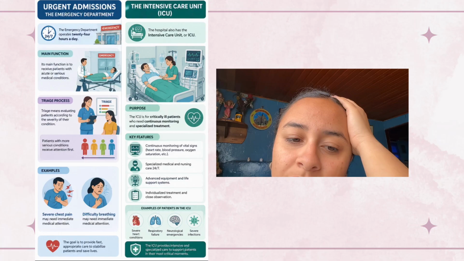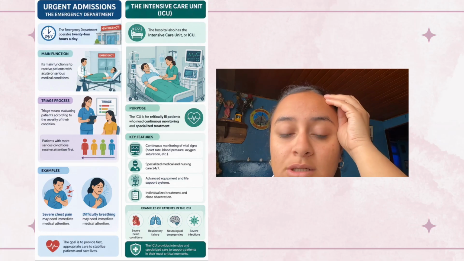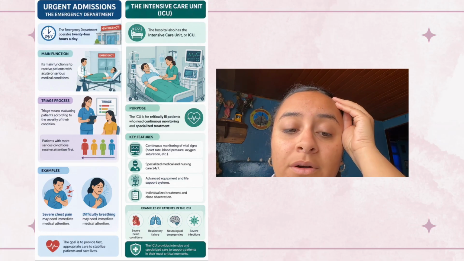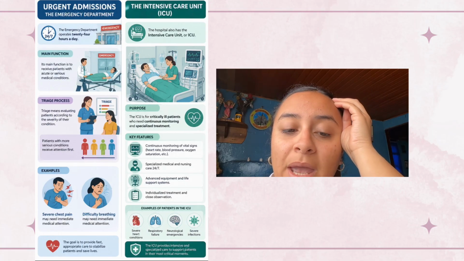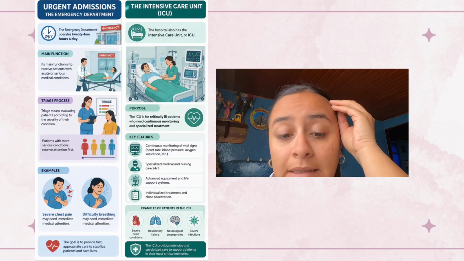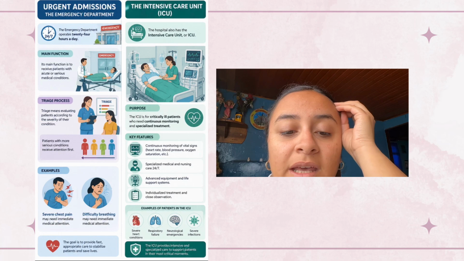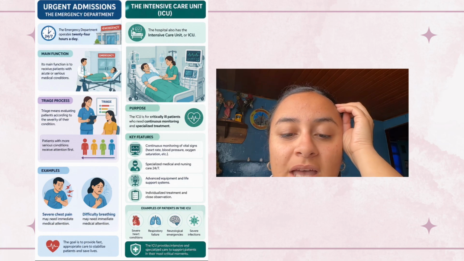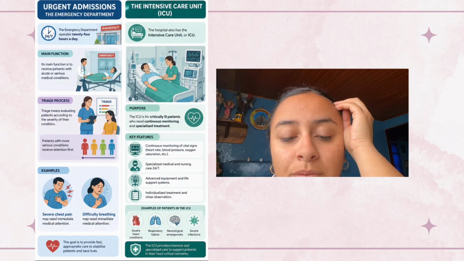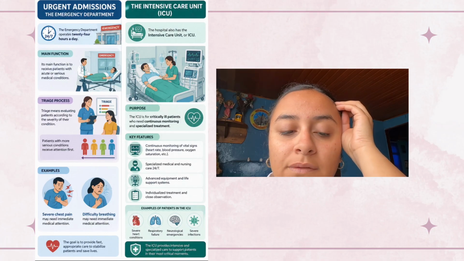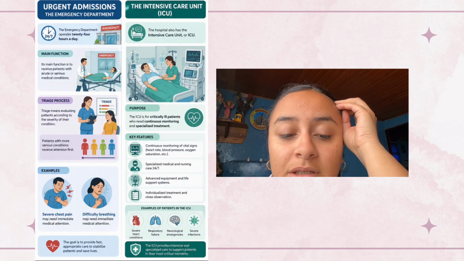Patients with more serious conditions receive attention first. For example, a patient with chest pain or difficulty breathing may need immediate medical attention. The hospital also has the intensive care unit, or ICU. The ICU is for critical patients who need continuous monitoring and specialist treatment.